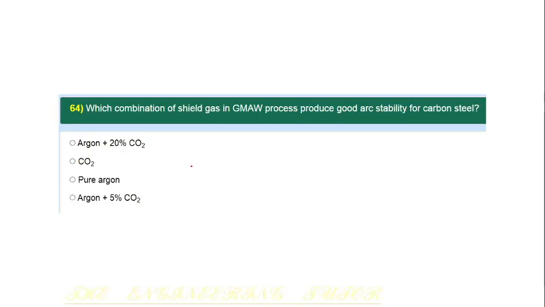What combination of shielding gas in the GMAW, gas metal arc welding process, produces good arc stability? For good arc stability, we cannot use 100% argon or 100% helium. We have to mix some percentage of carbon dioxide. So we go for 5% carbon dioxide with the argon for good arc stability.